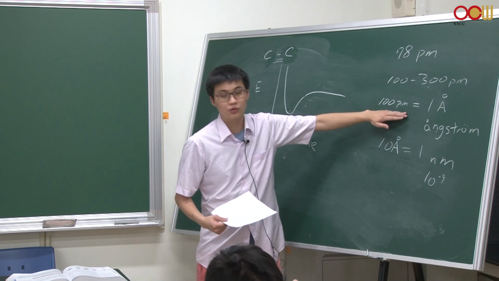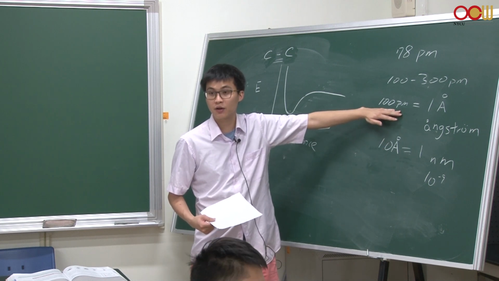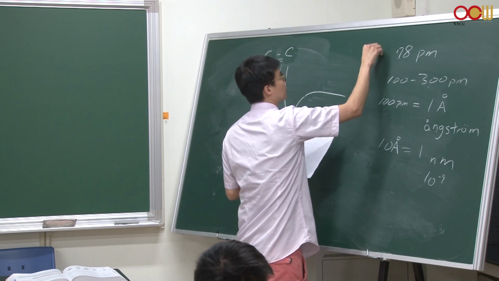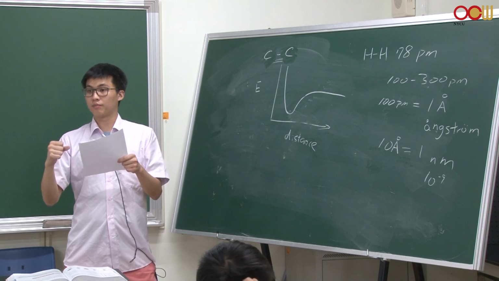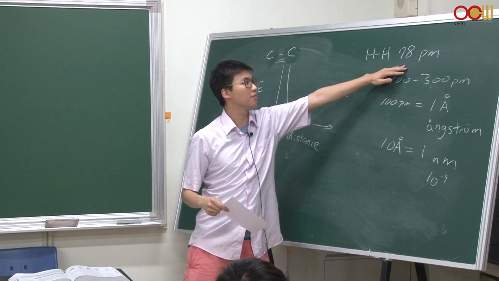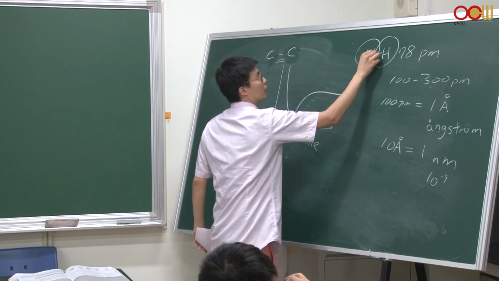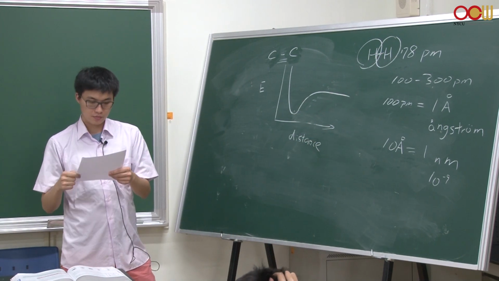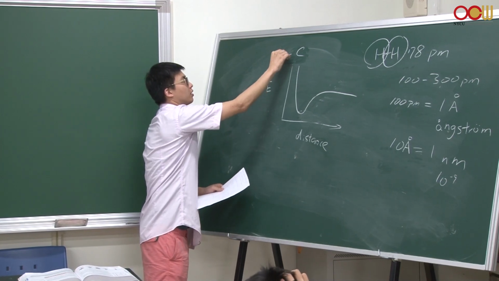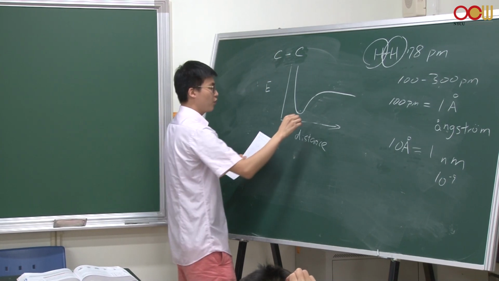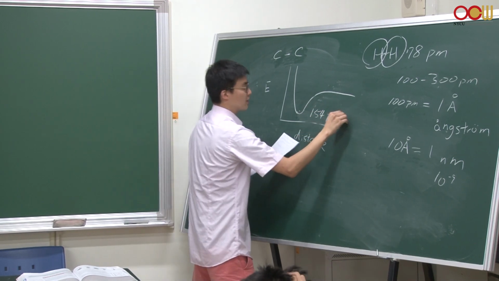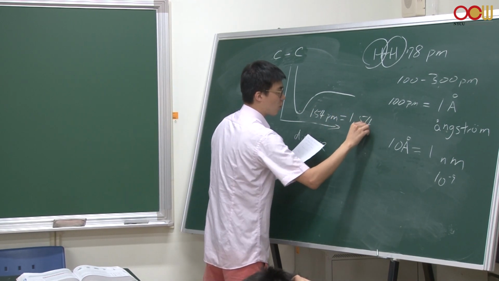Of course, you can do the unit conversion and get to pico. So why do I mention this? For a dihydrogen molecule, its bond length is 78 picometer. It's talking about the overlapping region of their orbitals. So what about carbon? For a carbon-carbon single bond, this value will be 154 picometer, which is also 1.54 angstrom.